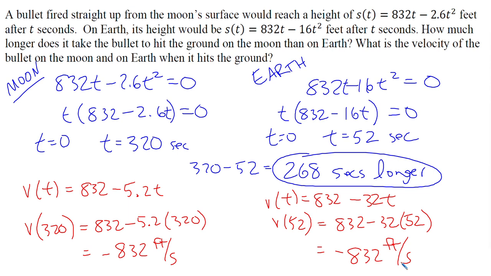feet per second. So it takes a lot longer for it to hit the ground on the moon, but it's still traveling at the same velocity at that time.